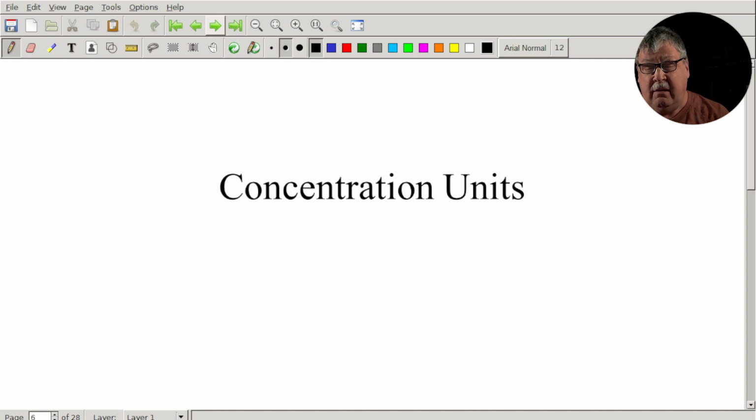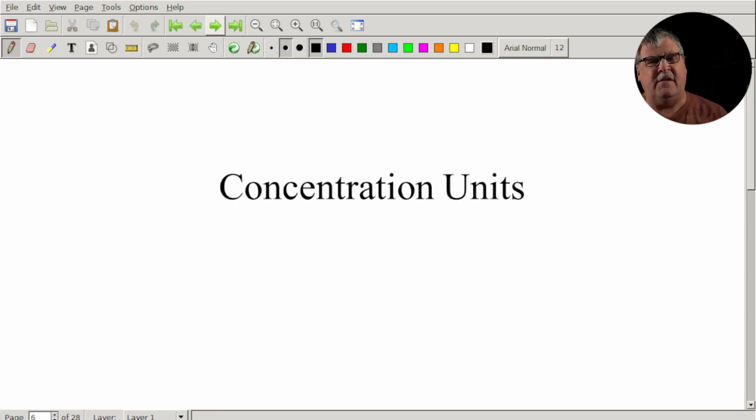We are going to use concentration units pretty much for the remainder of the semester in different applications, and particularly with regard to chemical equilibrium, which we're going to start once we get into chapter 15. But we need to review some of these concentration units, and you can guess what some of them are because you need to be comfortable using them.